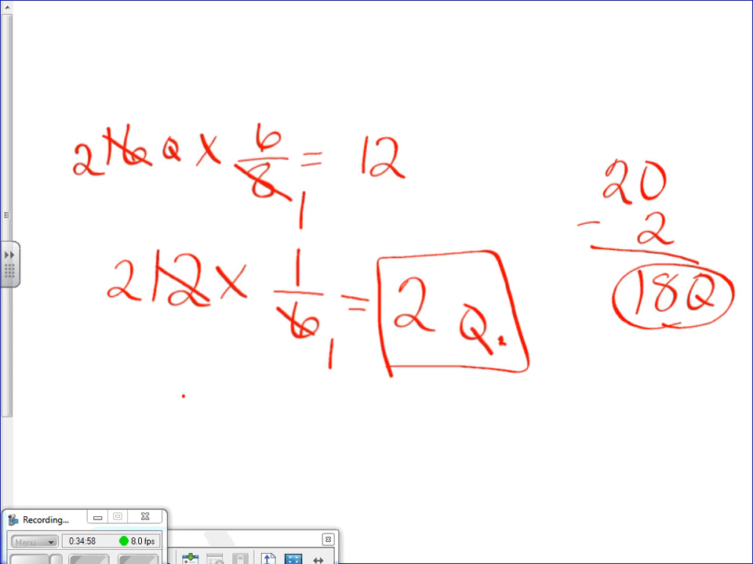So this is really your answer. She only has to buy 18 quarts. She doesn't need the full 20 quarts because she had 2 quarts left over. She had that left over.